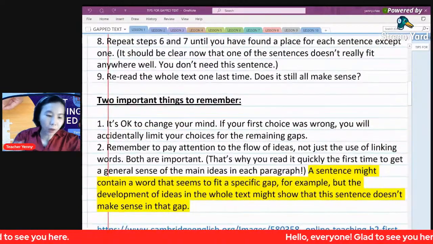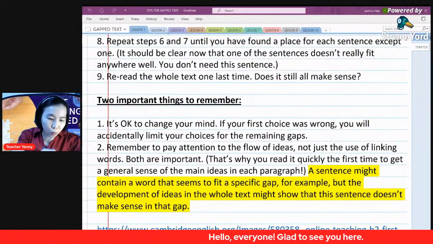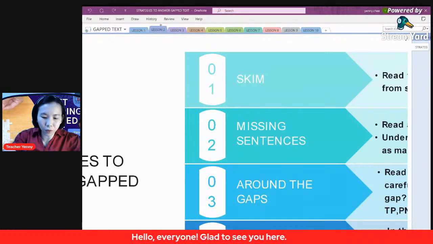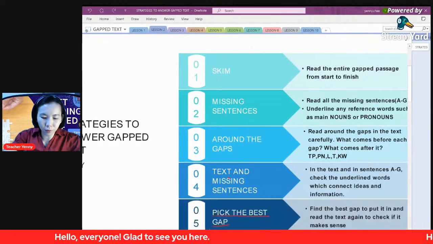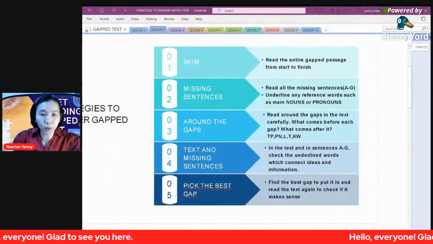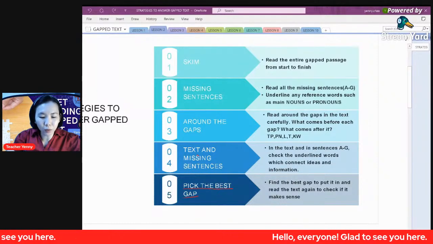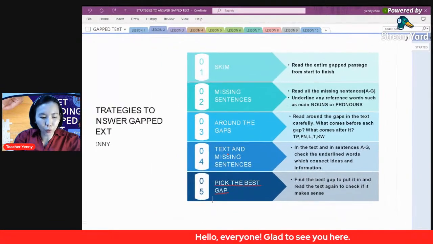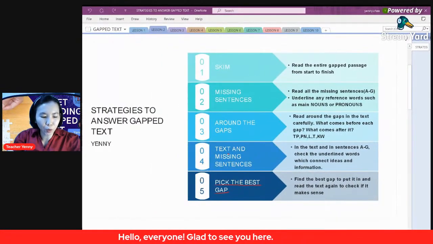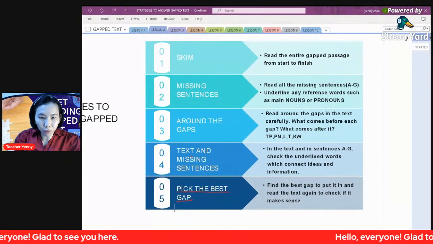I would like to show you this lesson 2 because I summarized it. I made it easier for you to understand. These are the strategies to answer gap text. I hope it's big enough for you to view.